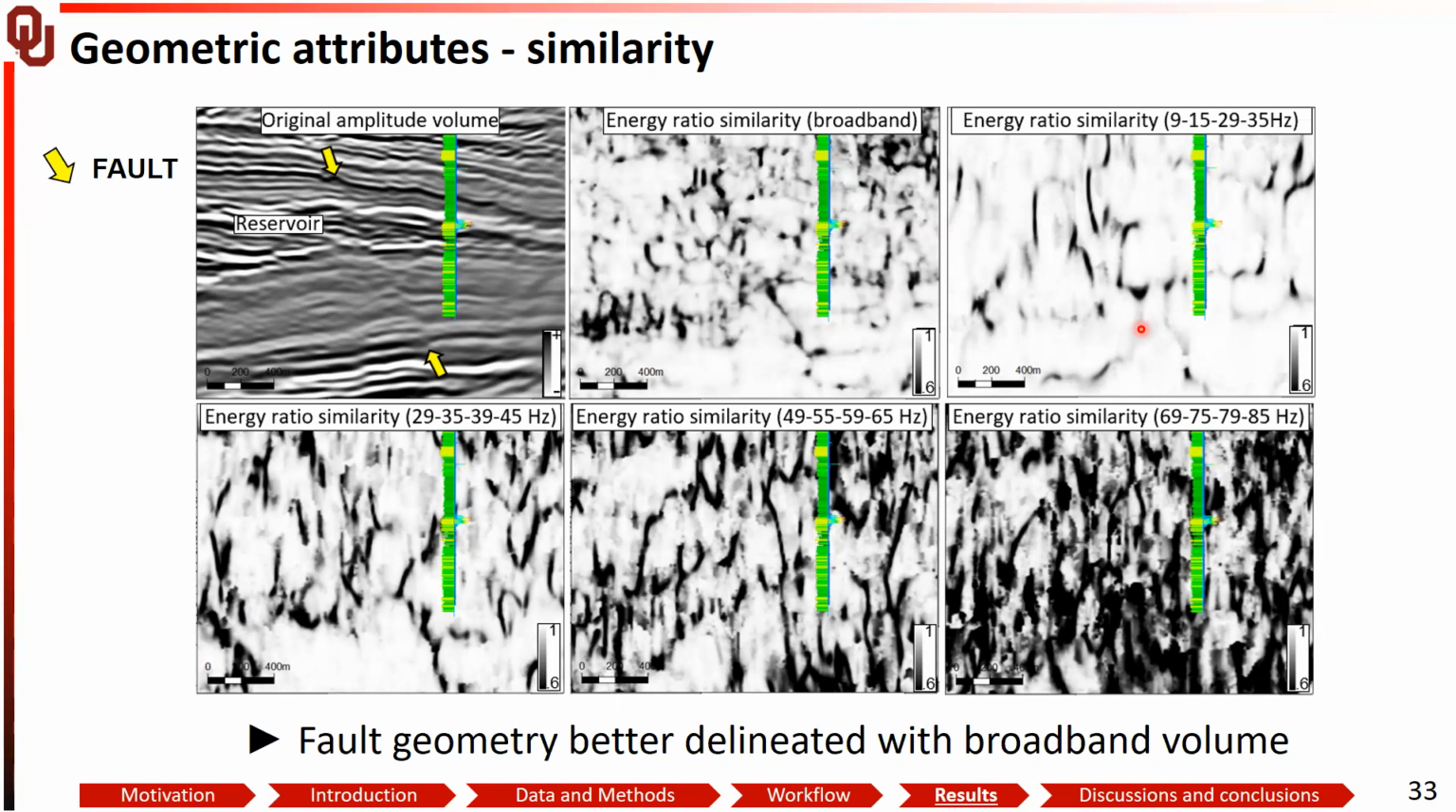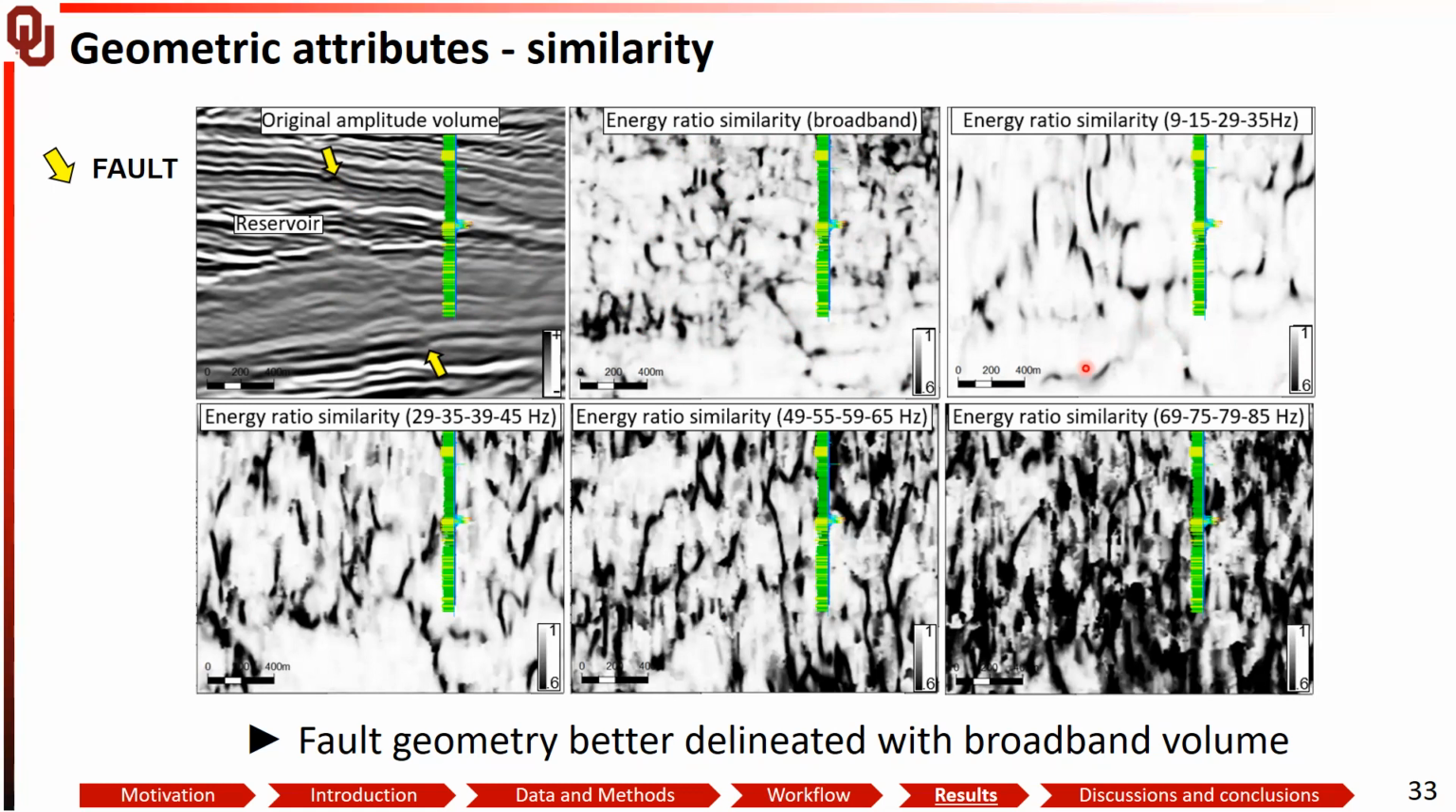After deciding to work with energy ratio in more detail, I did two more investigations. This is the result of the frequency. We have the original amplitude volume, and here I used the broadband volume to compute energy ratio. As you can see, we have less noise. We can see this structure. If we only look at the lower frequency, we are going to see just part of the anomaly.